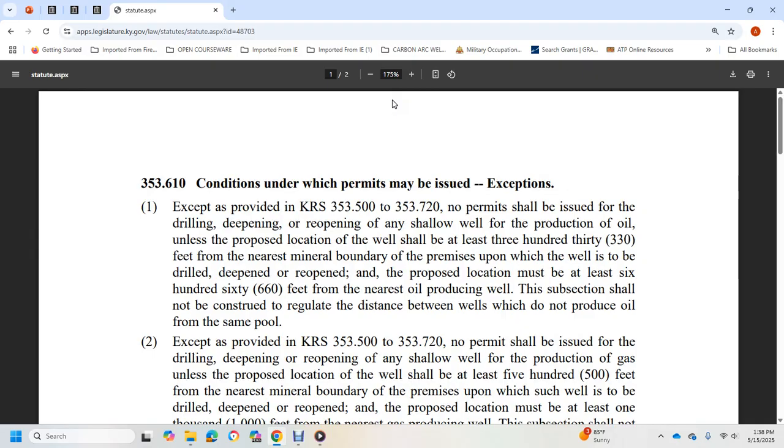Except as provided in Kentucky Revised Statute 500-720, no permit shall be issued for the drilling, deepening, or reopening of a shallow well for oil production unless the proposed location of the well shall be at least 330 feet from the nearest mineral boundary of the premises upon which the well is to be drilled, deepened, or reopened. The proposed location must be at least 660 feet from the nearest oil-producing well. This subsection does not regulate the distance between wells that do not produce oil from the same pool.